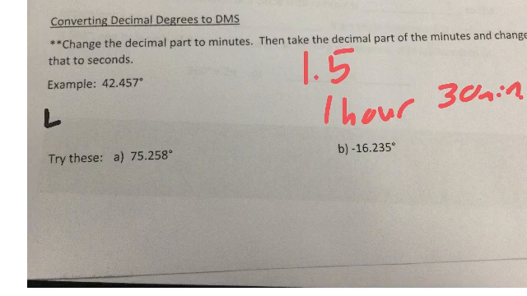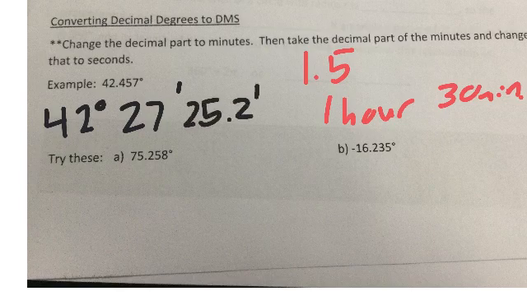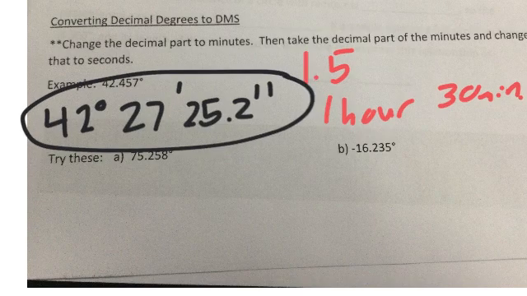So we know this is 42 total degrees. Now we take the decimal part, which is 0.457, and we would multiply that by 60. When I do, I get 27 whole minutes, and I've got 0.42 minutes left over. So what do you think that part is? That's our seconds. So I'm going to take that leftover 0.42, and I'm going to multiply that by 60, which gives me 25.2 seconds.